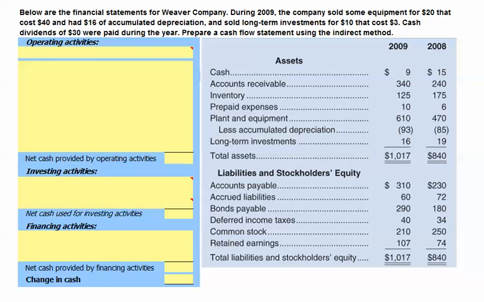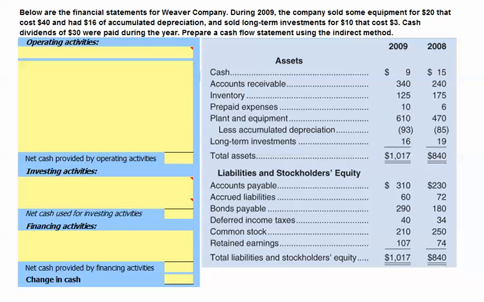Below are the financial statements for the Weaver Company during 2009. The company sold some equipment for $20 that cost $40 and had $16 of accumulated depreciation, and sold long-term investments for $10 that cost $3. Cash dividends of $30 were paid during the year. Prepare a cash flow statement using the indirect method.